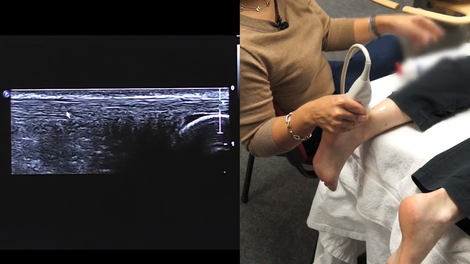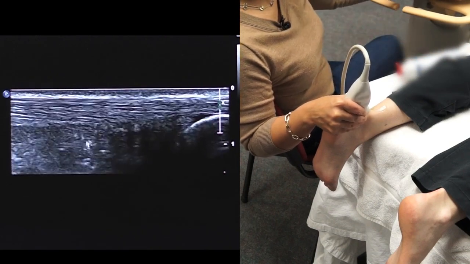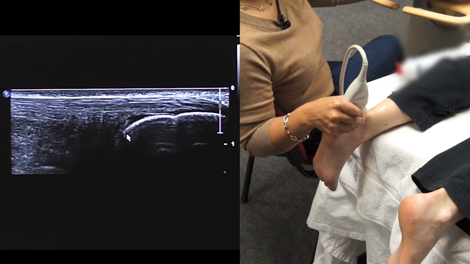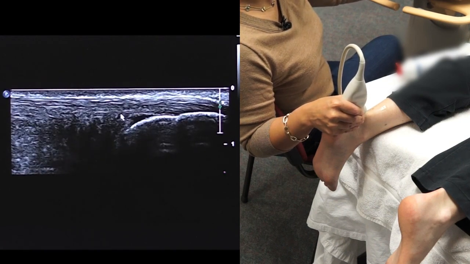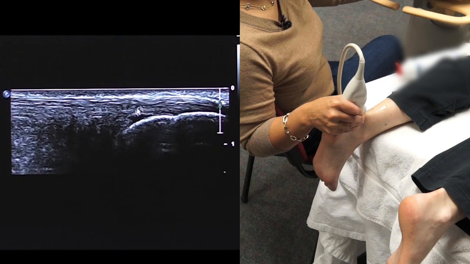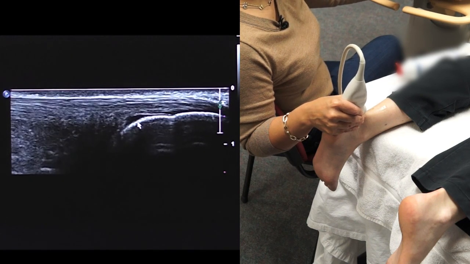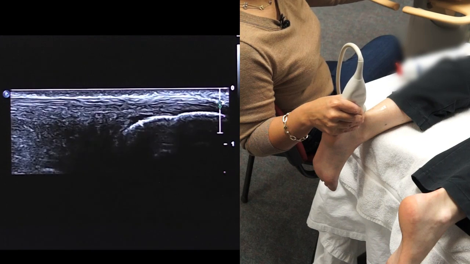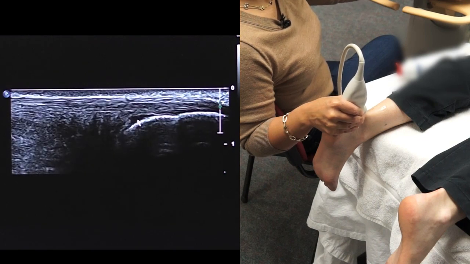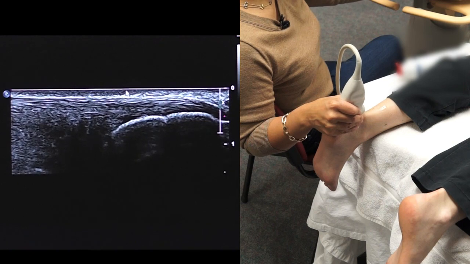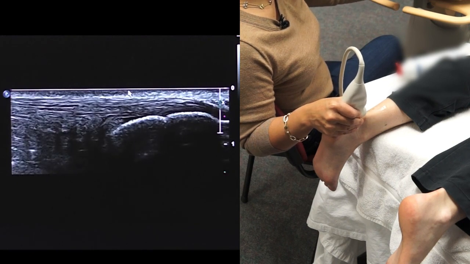Here we are looking at Kager's fat pad, and there are some bursa in this area that you can image. There's a small bursa located between the Achilles tendon and the calcaneus called the retrocalcaneal bursa, and this can sometimes distend with fluid. And there's also an even more superficial bursa, the retroachilles bursa, the superficial Achilles bursa.